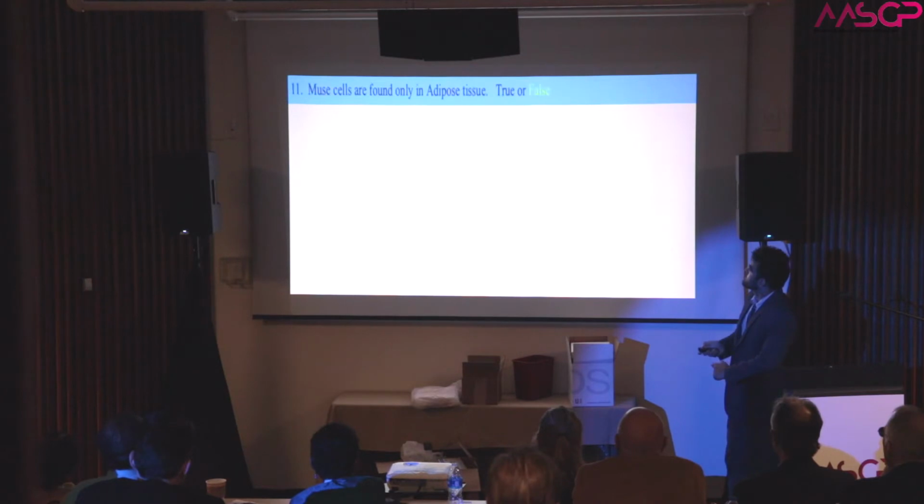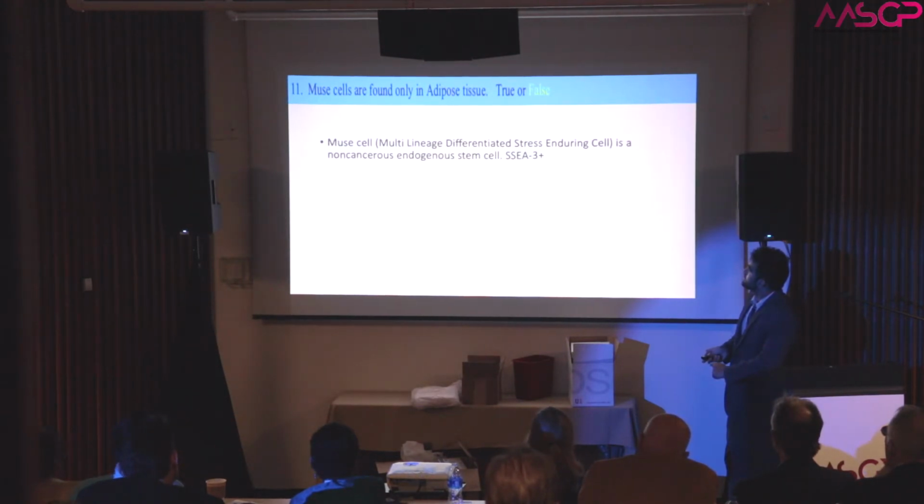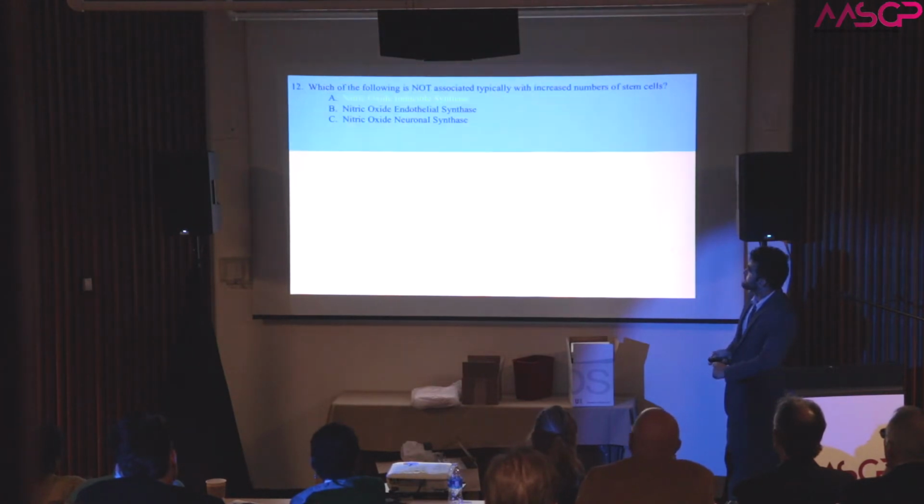Exactly. So Muse cells is a new definition I had to go look at myself. They're actually found mostly in connective tissue, so it's not adipose tissue. Muse cells are non-cancerous endogenous stem cells found in connective tissue.